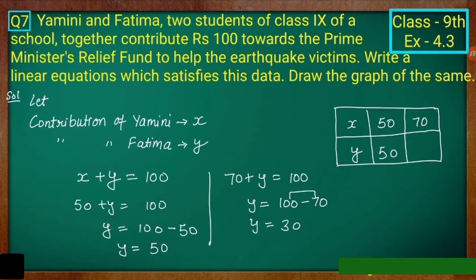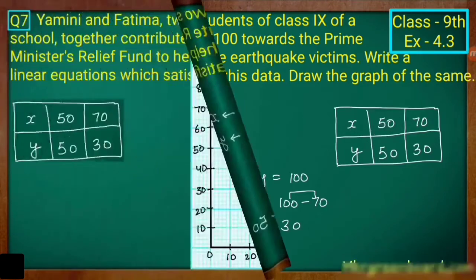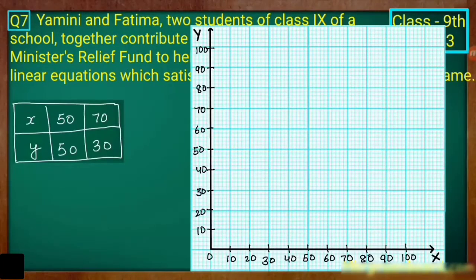Now this is the table. According to the given condition, when x plus y is equal to 100, you can substitute any value. You can substitute 10, 20, 30. Here the numbers are such that their sum is 100. So you can substitute any value.